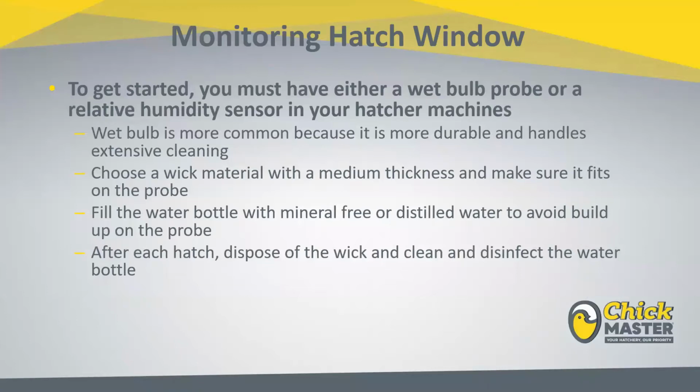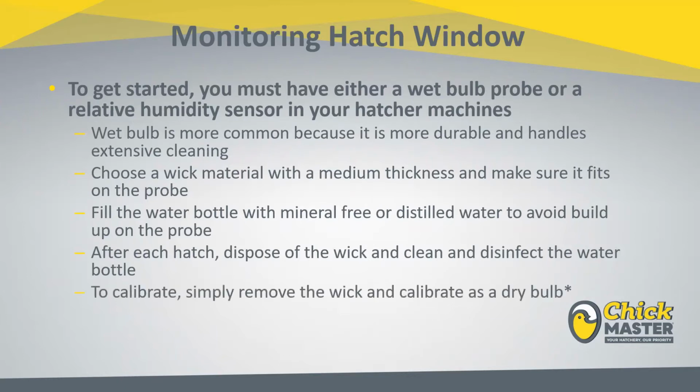Obviously, after each hatch, it's important to dispose of that wick, clean and disinfect the water bottle, obviously because it collects a lot of chick down. You get a lot of down in the bottle itself, and you don't want that to carry over to the next hatch as an opportunity for cross-contamination. So to calibrate, and this is important, I run across this periodically, you simply remove the wick and calibrate as a dry bulb. So I oftentimes see situations where hatcheries try to calibrate the wet bulb in a hatcher machine as a wet bulb, and that's not what you do. So this will give you a more accurate calibration of your wet bulb.